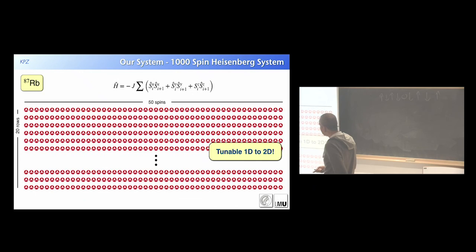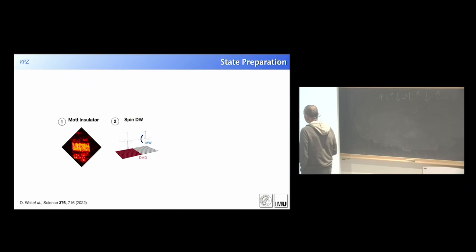And then we can have 20 rows of that if we go to the 2D system, so we have a 1,000 spin system that we can look at. Okay, 1D and 2D again, a crossover from 1D to 2D also. Let me skip how we prepare that, that's a little bit of detail.